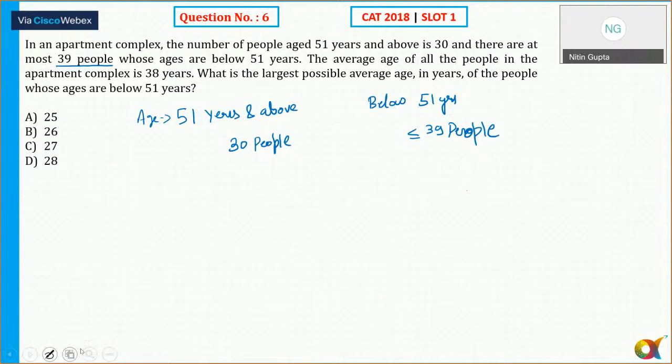However, it says the average age of all the people in the apartment complex is 38. So the average is equal to 38. What is the largest possible average age in years of the people whose age is below 51? So here I need the average to be maximum, the average of these people whose age is below 51.